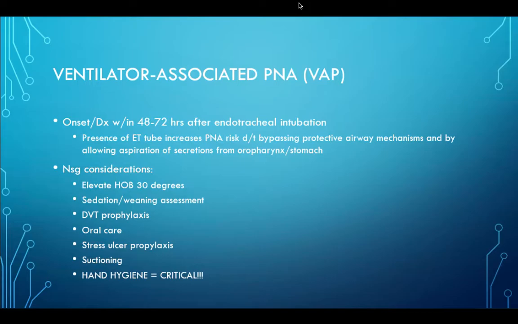So we need to elevate these vented patients' head of the bed 30 degrees. We need to make sure that we're doing a weaning assessment. We're properly doing DVT prophylaxis, meticulous oral care, suctioning, and again, hand hygiene is critical to prevent the spread or cause of pneumonia.